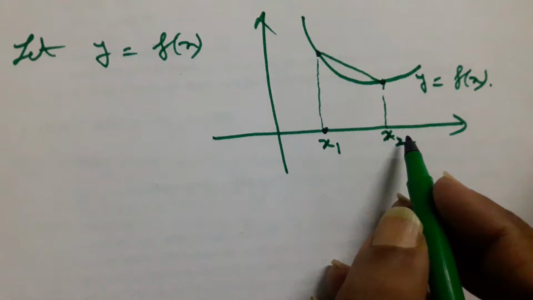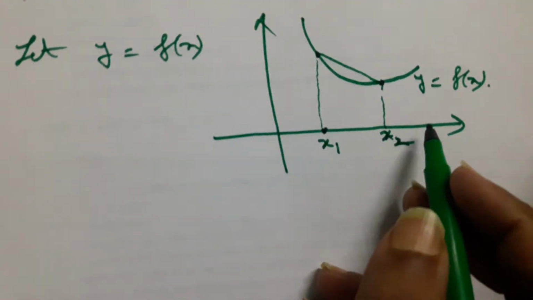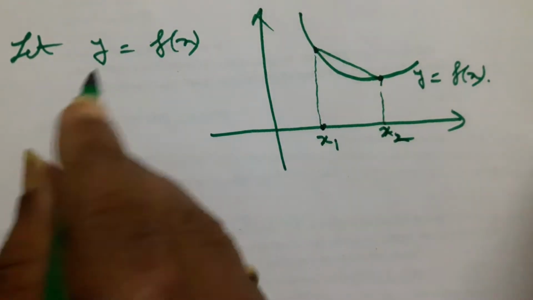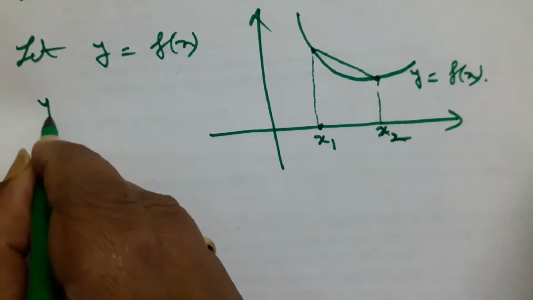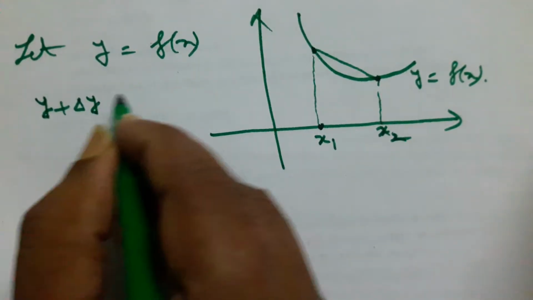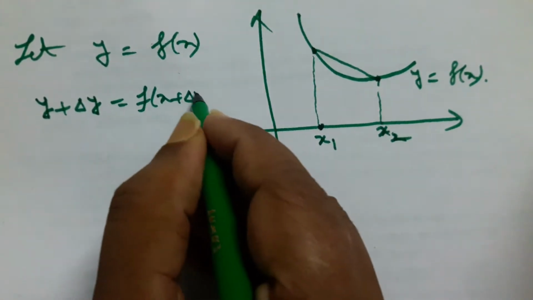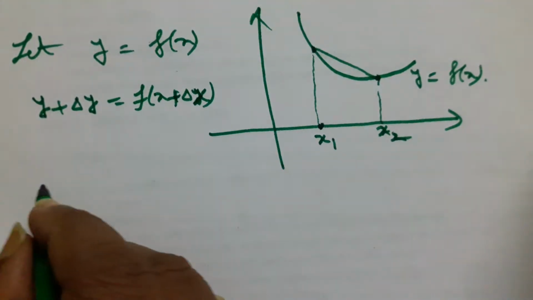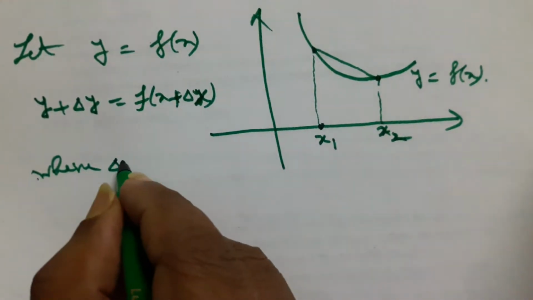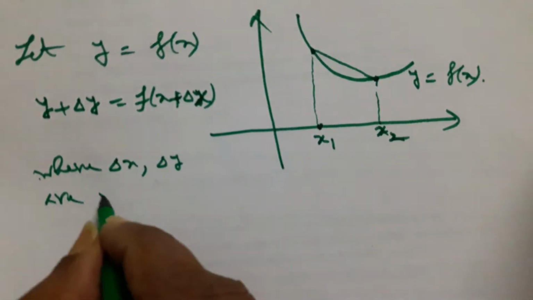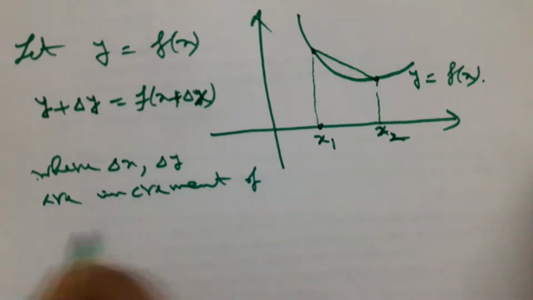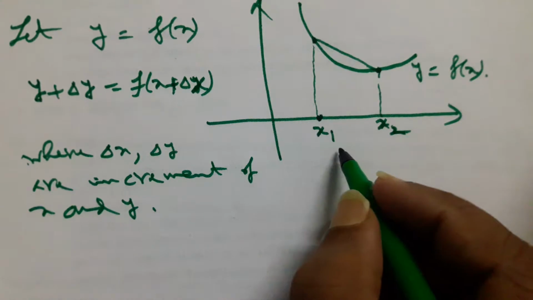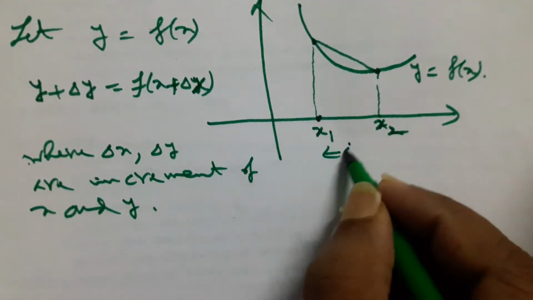Actually, the derivative comes from the word increment, the variable increment. For the function between x1 and x2, if the function changes, that is y plus del y, that will be f of x plus del x. That means del x and del y are the increments of x and y; only this region will be considered as del x.